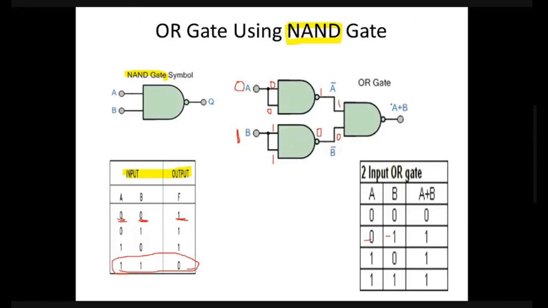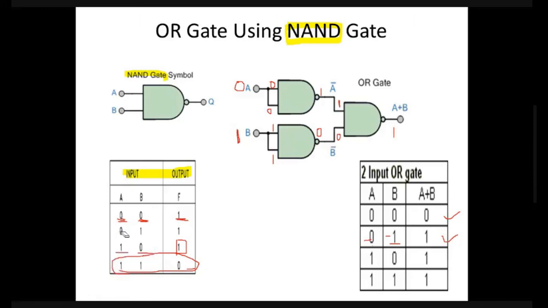Then we consider this as another individual NAND gate. The NAND gate input is 1, 0. What is the output? Very good, the output is 1. Here with 1, 0, the output is 1. So we conclude that the final output is 1. So with 0, 1, the output is 1. So we satisfied the second condition.